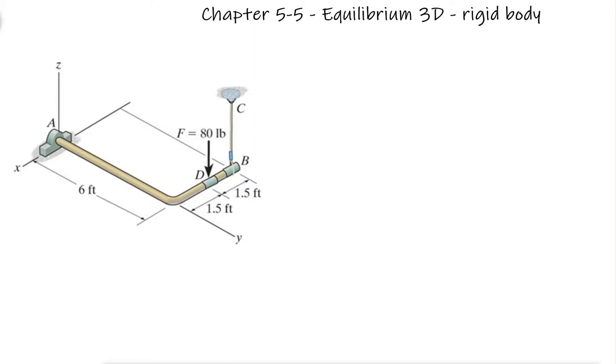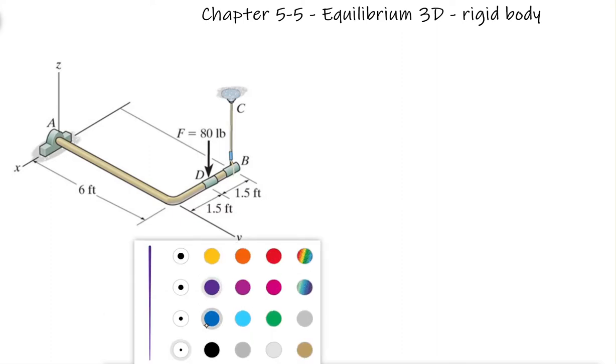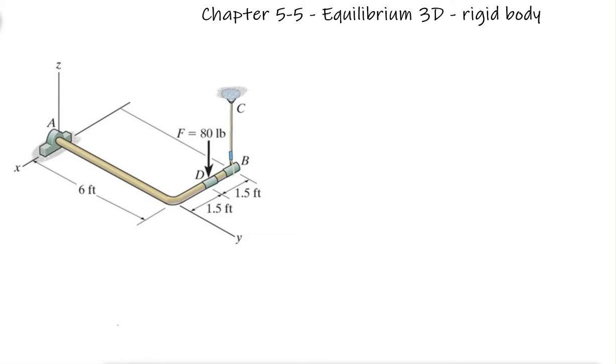Okay, this is the first example for chapter 5, section 5, equilibrium 3D for a rigid body. So the first step is to make the free body diagrams. In 3D, I found it a bit easier to draw directly on the picture. So I will use blue pen for known forces, and here the only force that we know is that the force of 80 pounds is applied at the point D. That's the only force that we know.